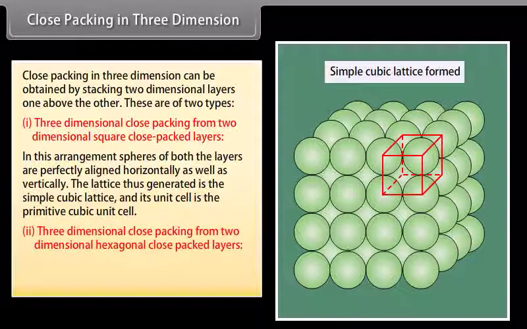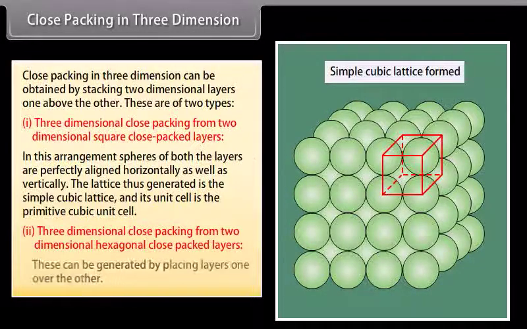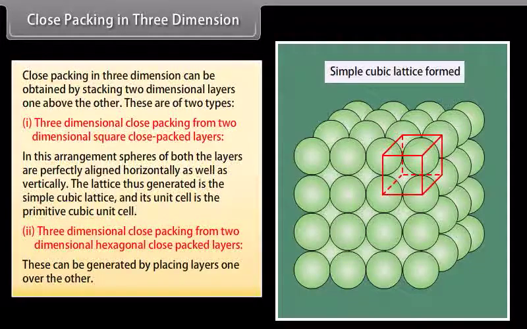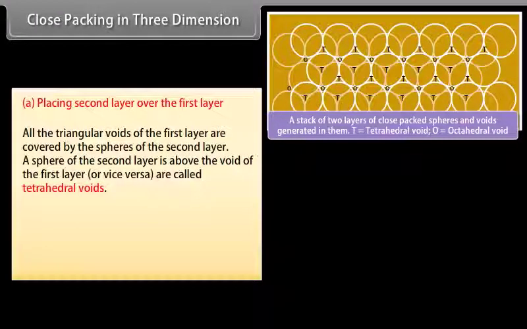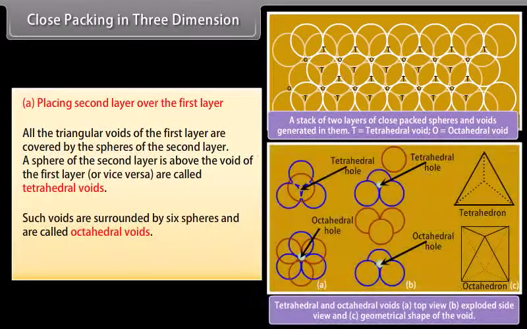3-dimensional close packing from the 2-dimensional hexagonal close packed layers. These can be generated by placing layers one over the other. A. Placing the second layer over the first layer. All the triangular voids of the first layer are covered by the spheres of the second layer. A sphere of the second layer above the void of the first layer, or vice versa, are called tetrahedral voids. Such voids are surrounded by 6 spheres and are called octahedral voids.